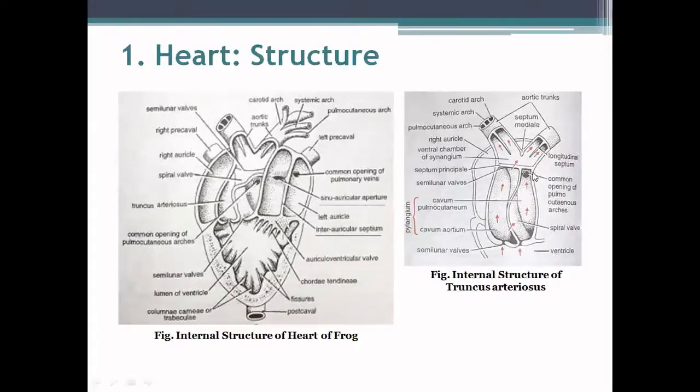A large twisted longitudinal spiral wall, this is the longitudinal spiral wall, further divides the cavity of conus into left dorsal cavum pulmocutaneum and right ventral cavum aorticum. This is cavum pulmocutaneum and this is cavum aorticum. Common opening of two pulmocutaneous arches lies in cavum pulmocutaneum, while separate openings of carotid and systemic arches lie in synangium. All these openings are guarded by valves.